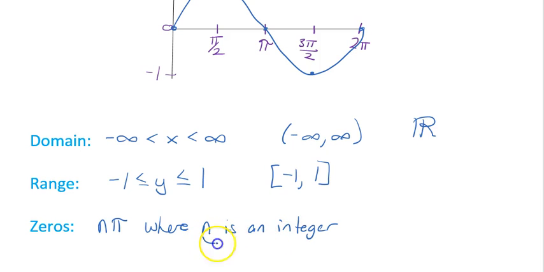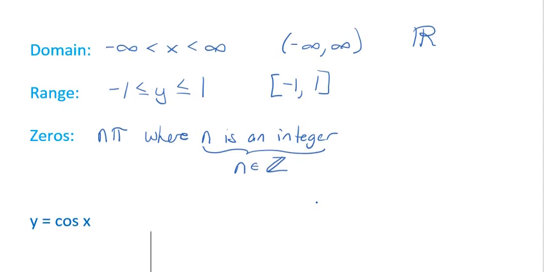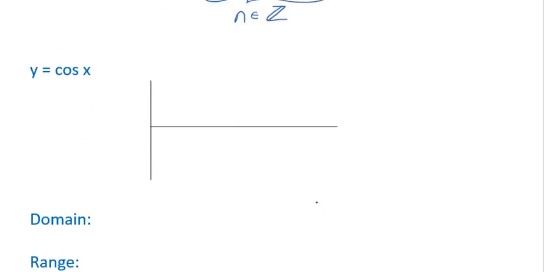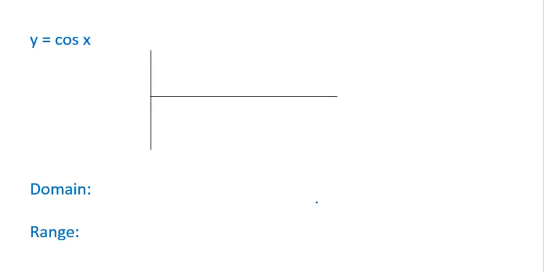And another way to write that, which you might see at some point, is n, then this little e, and then a z with a double line. That means integers. Just like this double r means real numbers, this double z means integers. This is like the short version of writing it out in words. Mathematicians like to take their shortcuts. Alright, let's move on to the cosine graph.